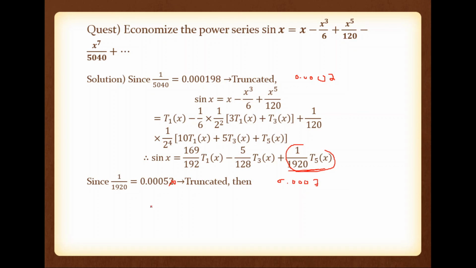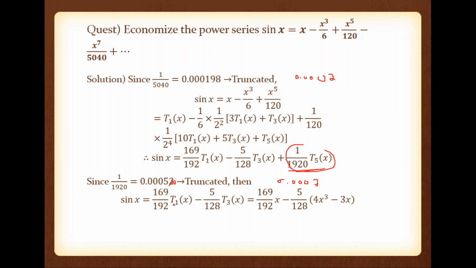So now I can write sin x is equal to 169 divided by 192 T1 of x minus 5 by 128 into T3 of x. We can remove this term. Okay. So now convert back T1 and T3 to x. What is T1? x. What is T3? T3 is 4x cube minus 3x. So convert back. This is the equation.